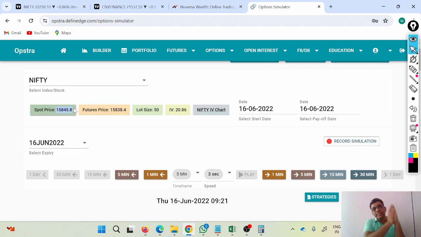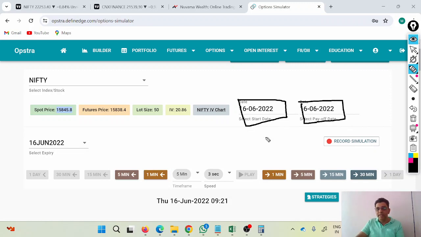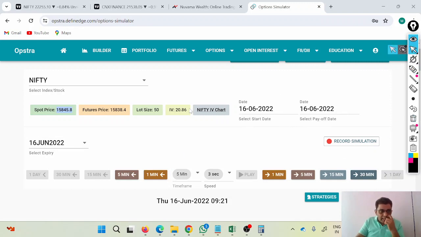Take yourself to 16th of June 22. This is what I selected. 16 June 22, it's a Thursday. Payoff date is the same. This is the expiry day, and this I selected as expiry. Now assume that I had bought 15,500. I'm not talking about profit and loss over here. I'm not talking about any strategy. I just want to show you how gamma impacts. That is what I want to show.